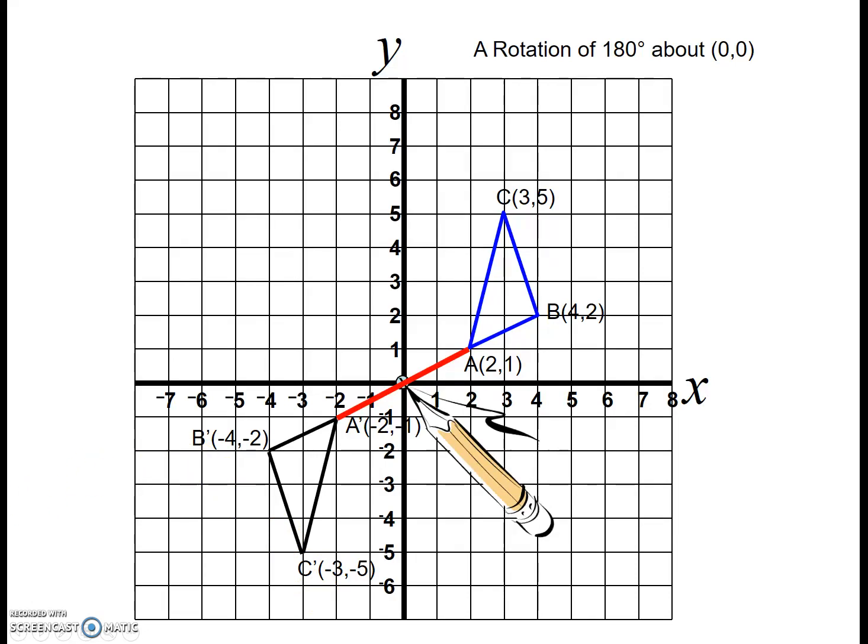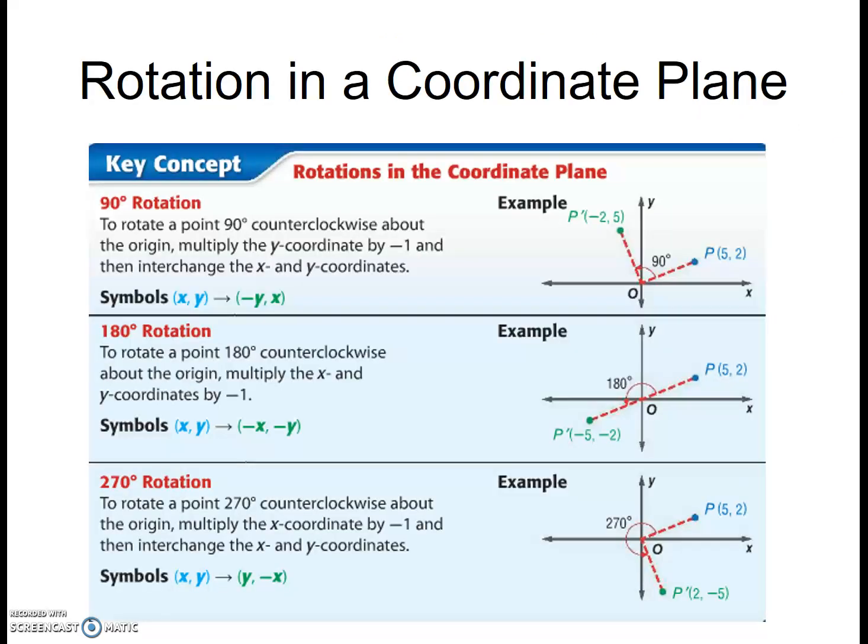So looking at A and A prime, I see I have 2, 1, and then I have -2, -1. So this time it didn't switch around, but the signs changed. Does that happen to B and C? If I look at B, 4, 2, and -4, -2, yes, the same thing happened. So for 180 degrees right here is our rule. If we have any coordinates x, y, we're always going to change the signs to the opposite. So that means if it was originally negative, it's going to become a positive.